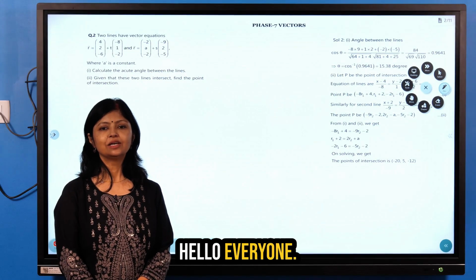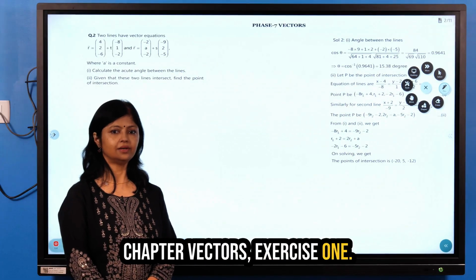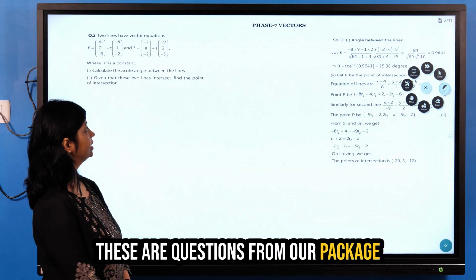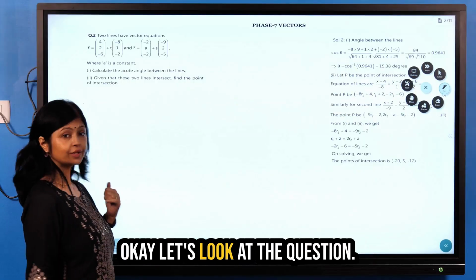Hello everyone. We are looking at phase 7, chapter vectors, exercise 1. These are questions from our package. And we are at question number 2 now. Let's look at the question.